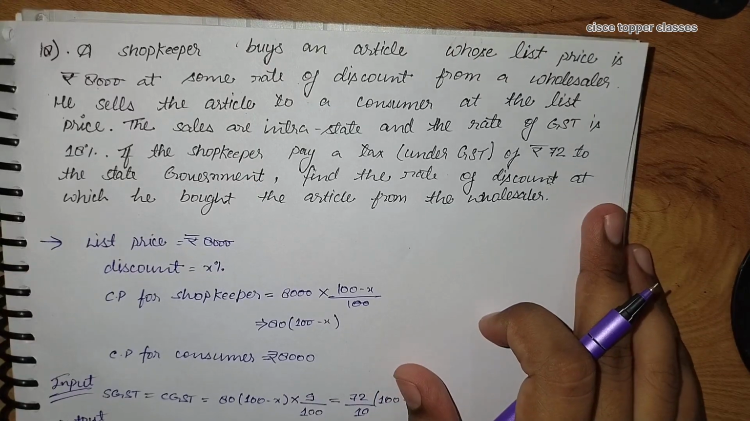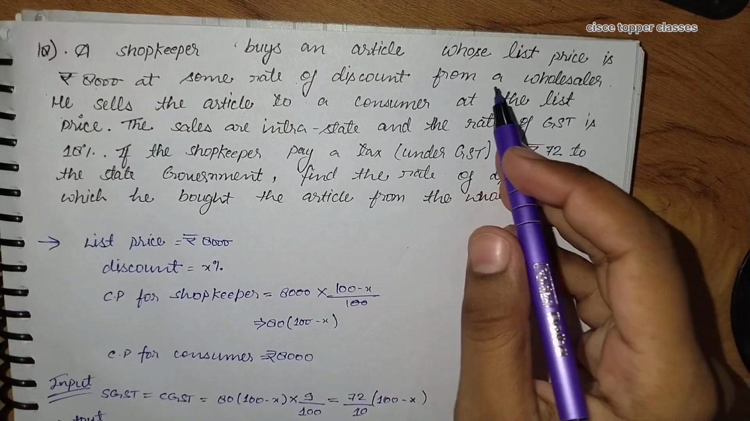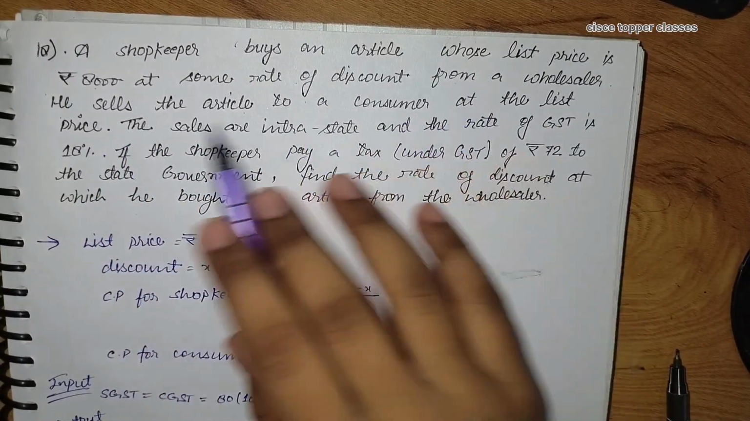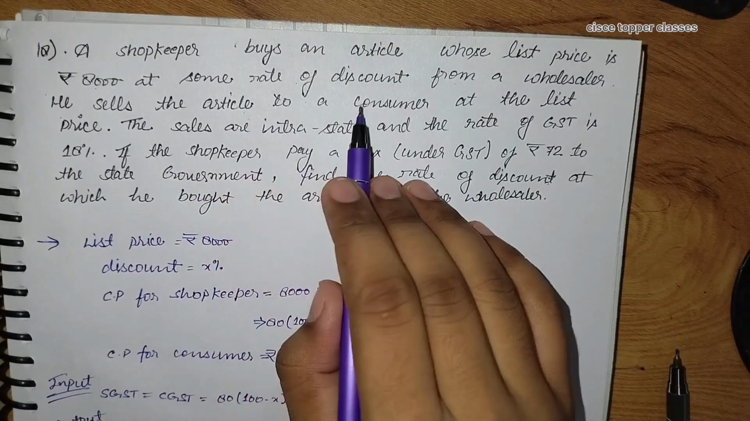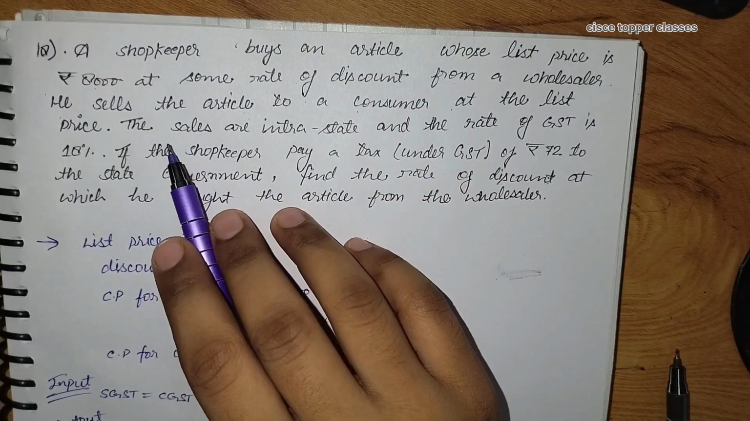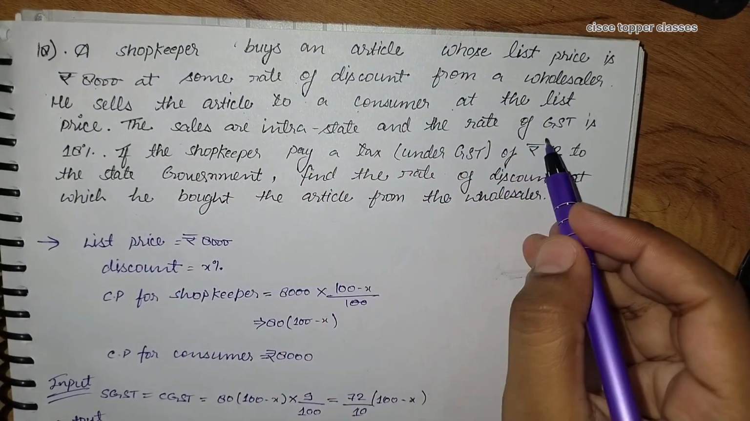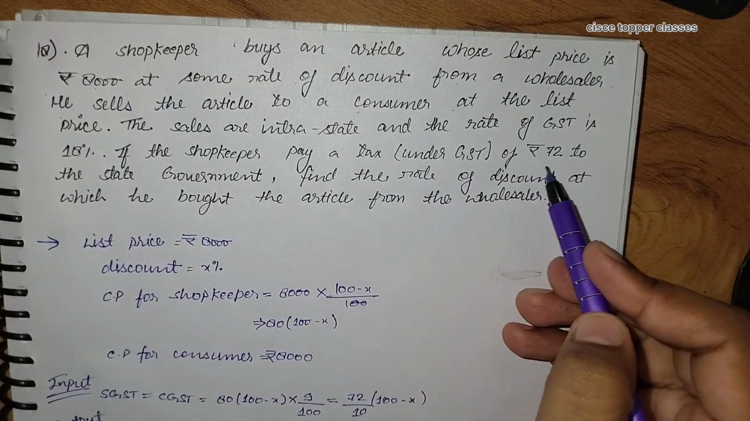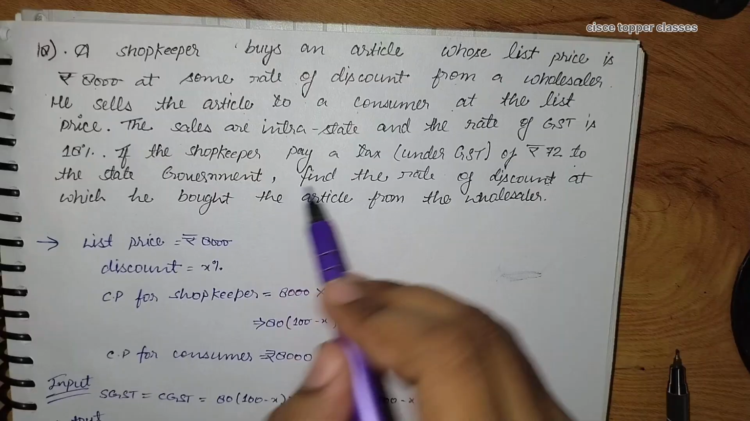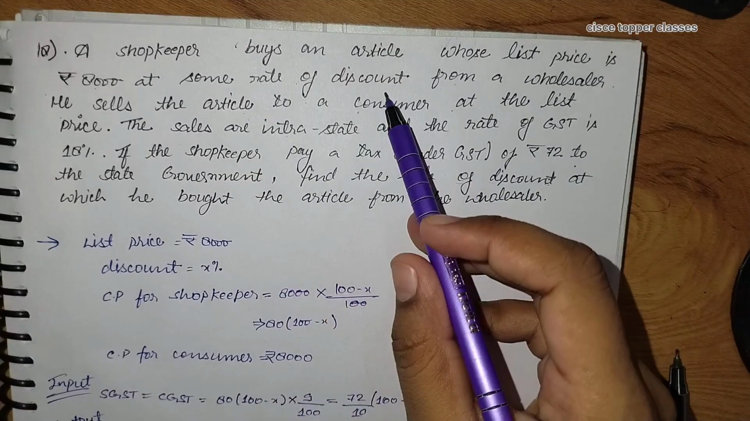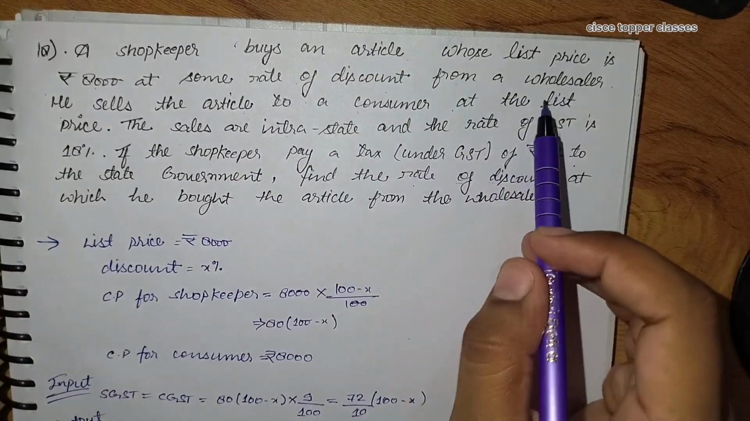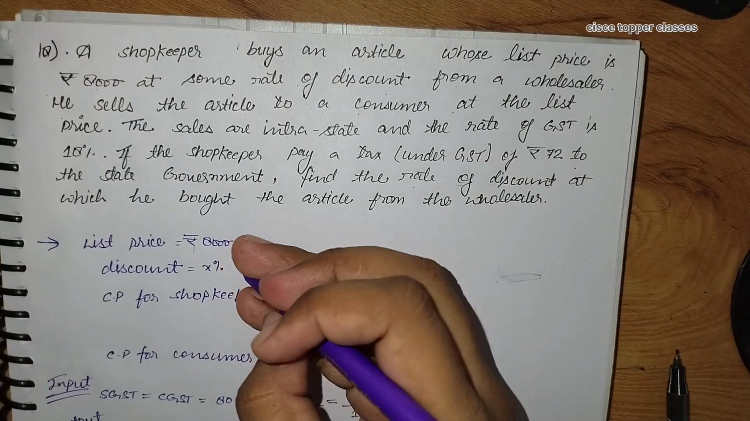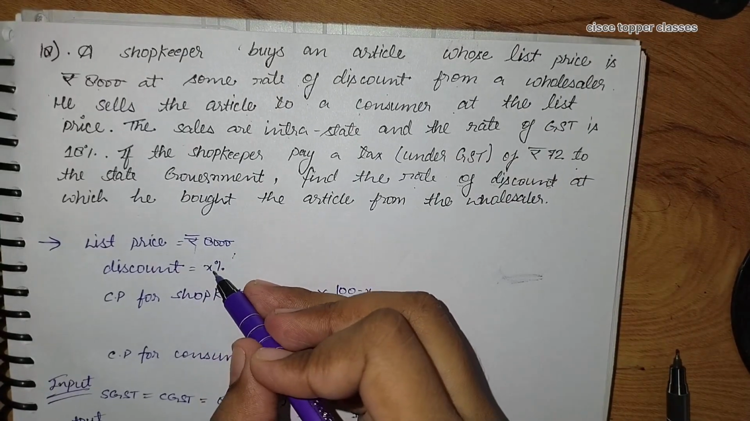Let us solve here question number 18. A shopkeeper buys an article whose list price is rupees 8000 at some rate of discount from a wholesaler. He sells the article to a consumer at the list price. The sales are intrastate and the rate of GST is 18%. If the shopkeeper pays a tax under GST of rupees 72 to the state government, then we have to find the rate of discount at which the shopkeeper buys from the wholesaler. Hence, we can see the list price is 8000 given to us, and the discount we will let here be x%.